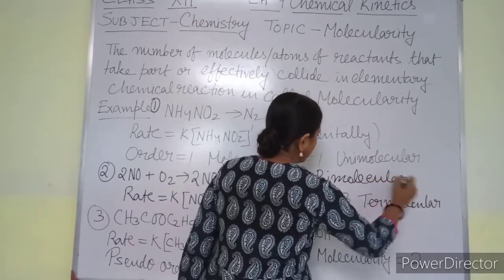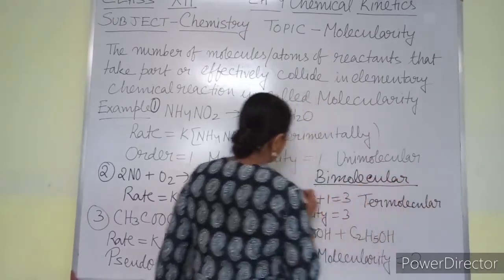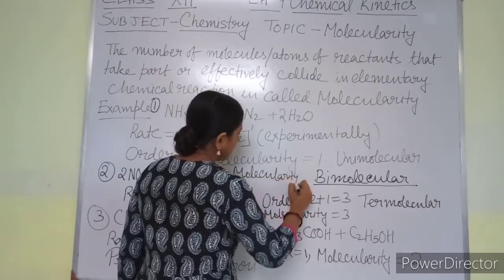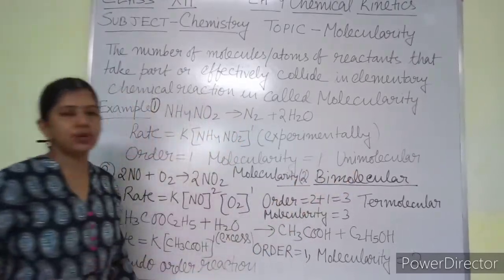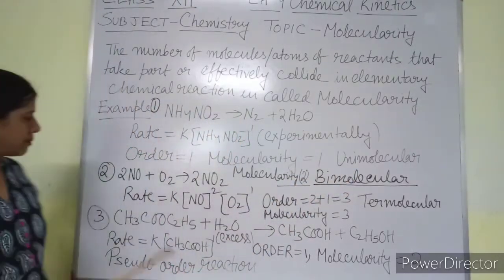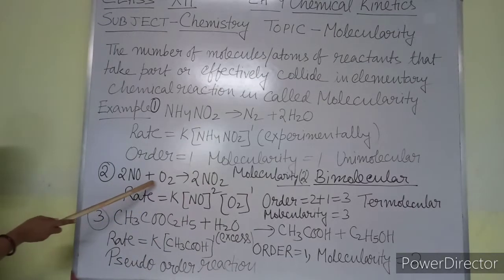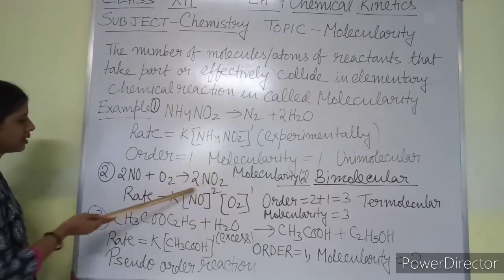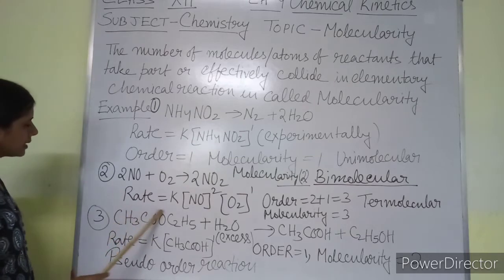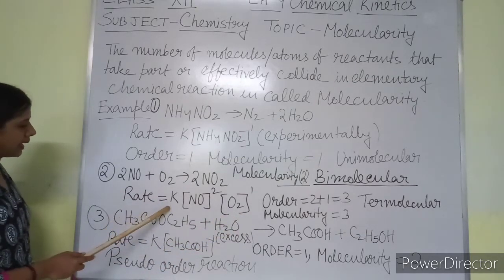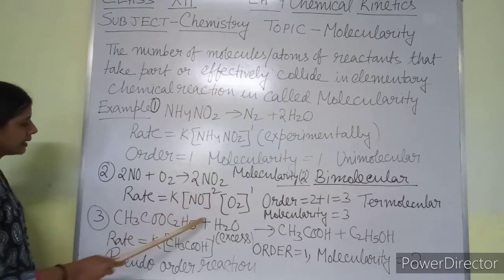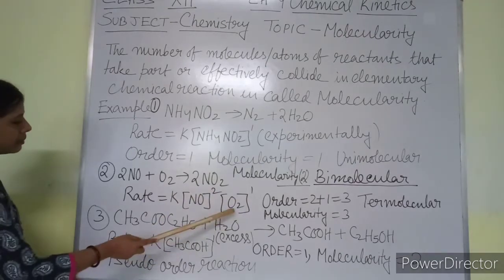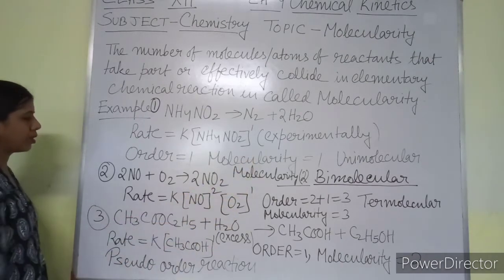Bimolecular reaction. When the molecularity is 2, that is known as a bimolecular reaction. Another example I have given here is 2NO + O2, that is, nitric oxide reacting with oxygen to give nitrogen dioxide, 2NO2. Experimentally it has been found that rate = k[NO]²[O2], which means the rate depends upon the concentration of NO, whose power is 2, and it depends upon the concentration of O2, whose power is 1.